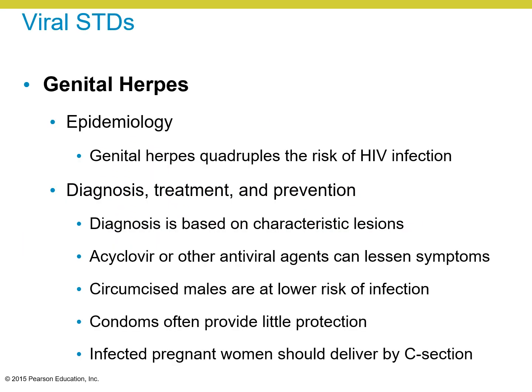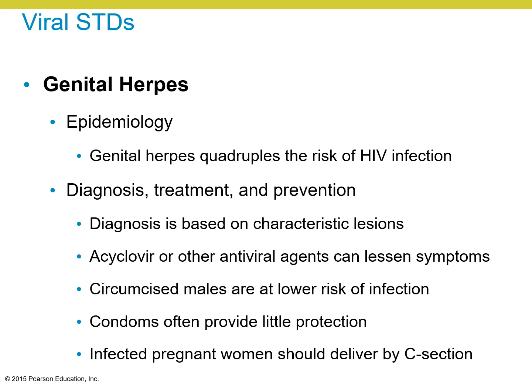All right, we move to the last slide for this lecture, which is the epidemiology of genital herpes. Genital herpes quadruples the risk of HIV infection. So for those who are infected with HIV, there is an increase in the HIV infection because of the secondary infection with herpes virus. When it comes to the diagnosis, treatment, and prevention, diagnosis is based on the characteristic lesions.